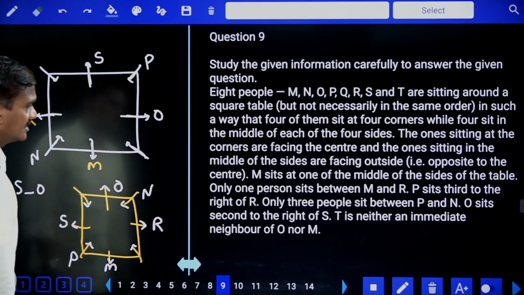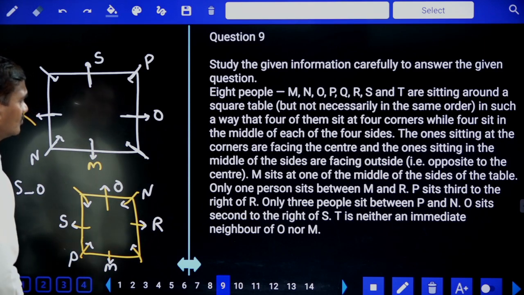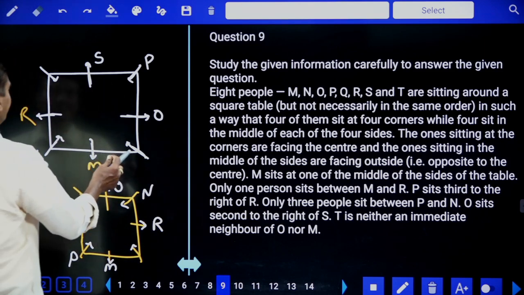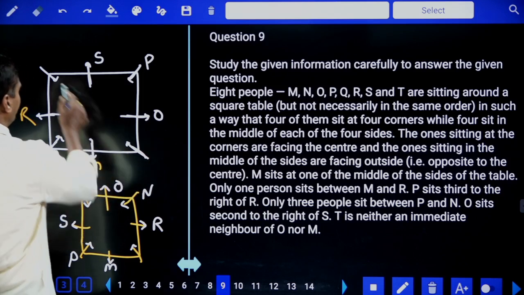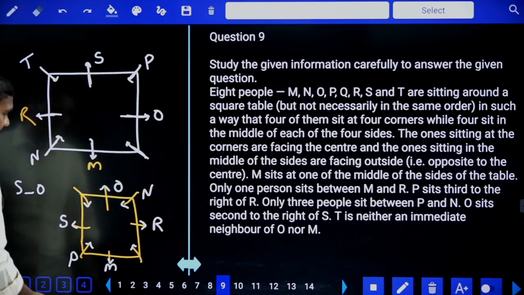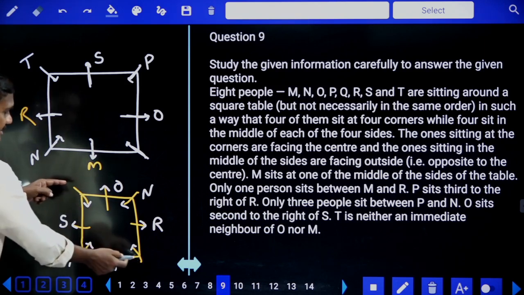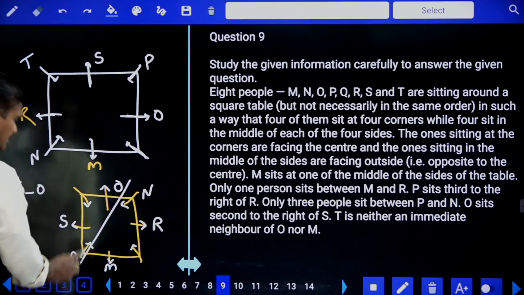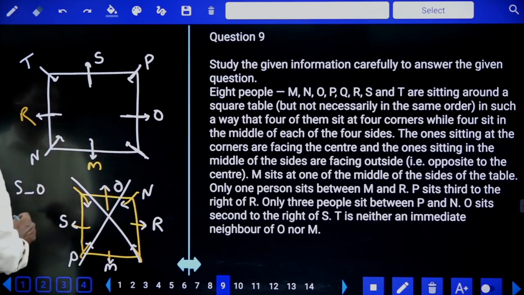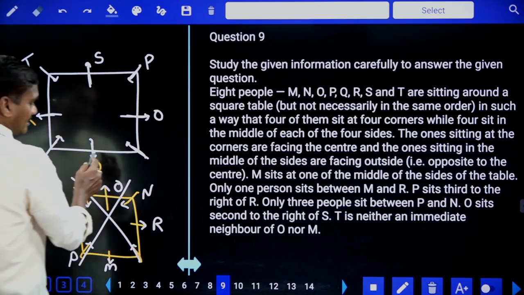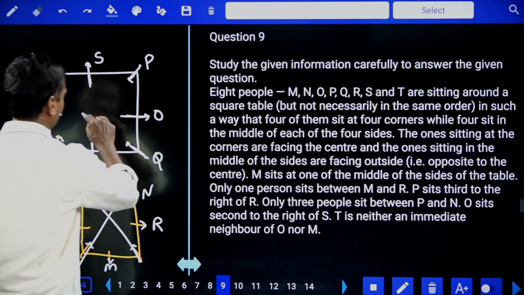And next one, T is neither an immediate neighbor of O nor M. T cannot be here. T is here. T ఇక్కడ ఉండకూడదు, ఇక్కడ ఉండకూడదు. ఇక్కడ ఈ రెండు ప్లేసుల్లో లేకపోతే ఇంకెక్కడ ఉండే ఛాన్స్ లేదు కాబట్టి this is ruled out. This is the final arrangement. Now in this final arrangement, tell me who is the person left over. Q is the person left over.